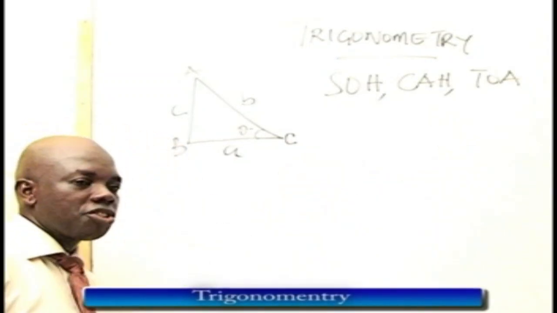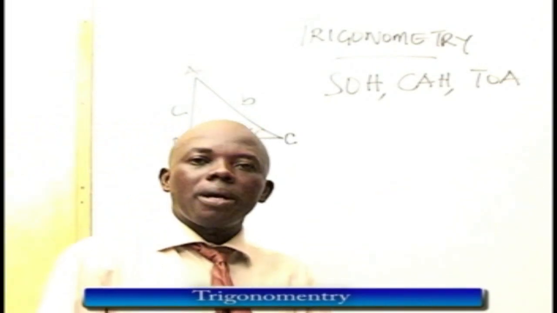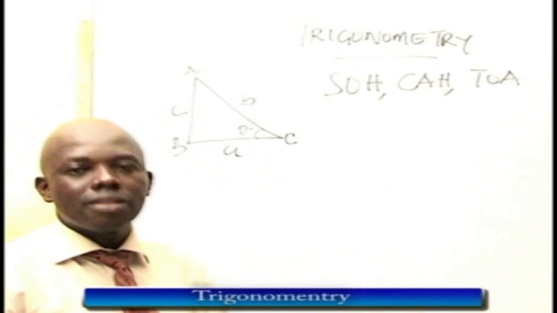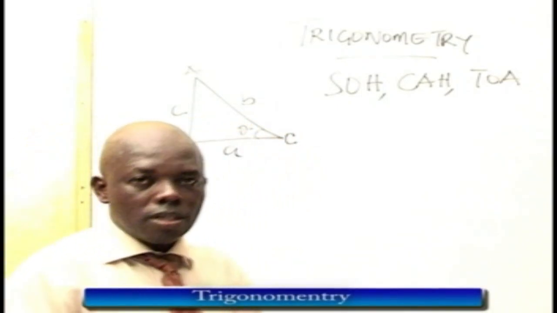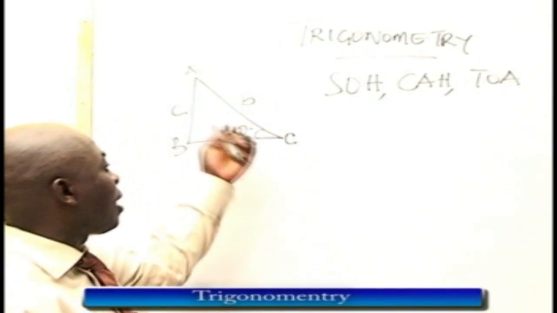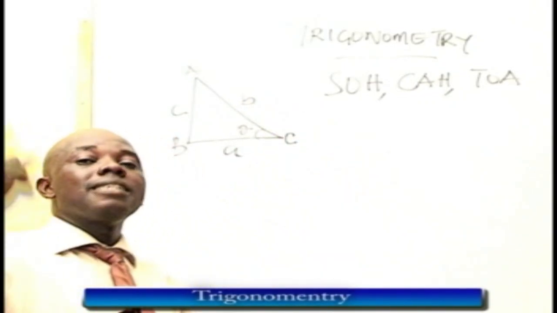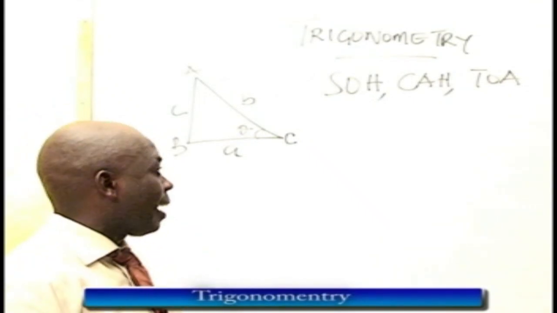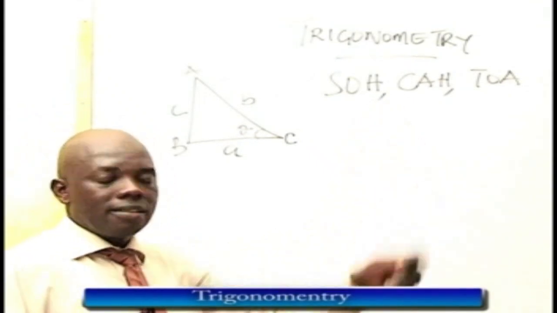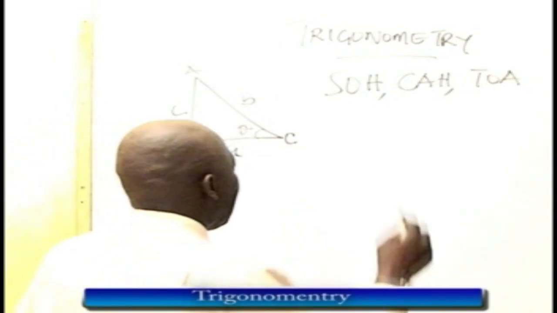There are situations where you have two sides, one angle. There are situations where you have two angles, one side. There are situations where you have all three sides, no angles. In such situations you can use the sine and the cosine rule. But in a situation where you have only one angle and one side, that is when you now have to deal with SOHCAHTOA. What do we mean by SOHCAHTOA?